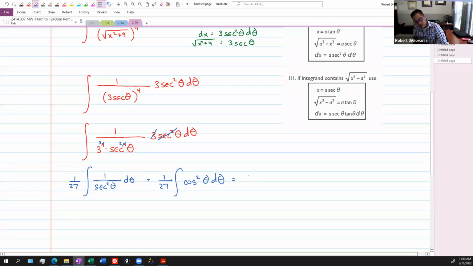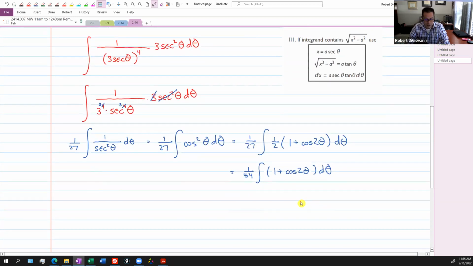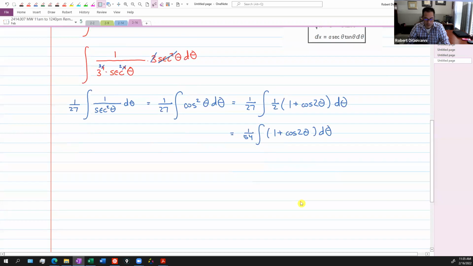That's power reducing. So we can go 1 over 27 integral. We have a 1/2 that comes out. This time it's 1 plus cosine 2 theta d theta. That's how we handle cosine squared. Pull the half out. 1 over 54 integral 1 plus cosine 2 theta d theta. Look, so this problem is actually going to turn out to have the same thing happen. We're going to need to use that double angle formula again, but any questions?